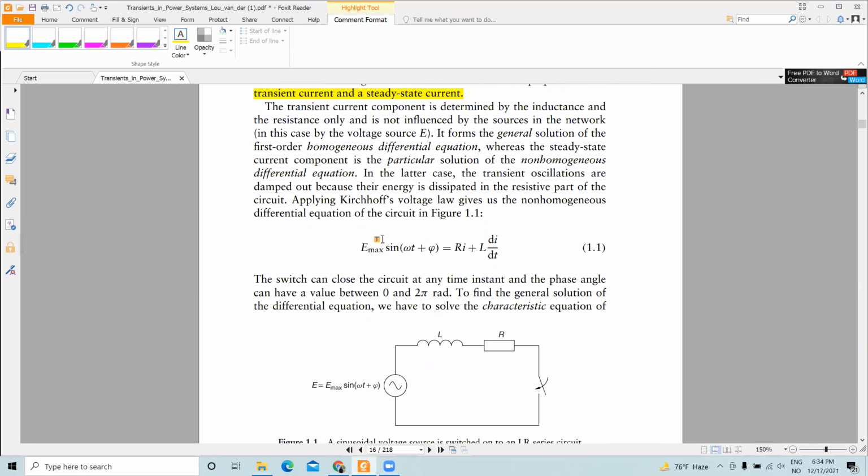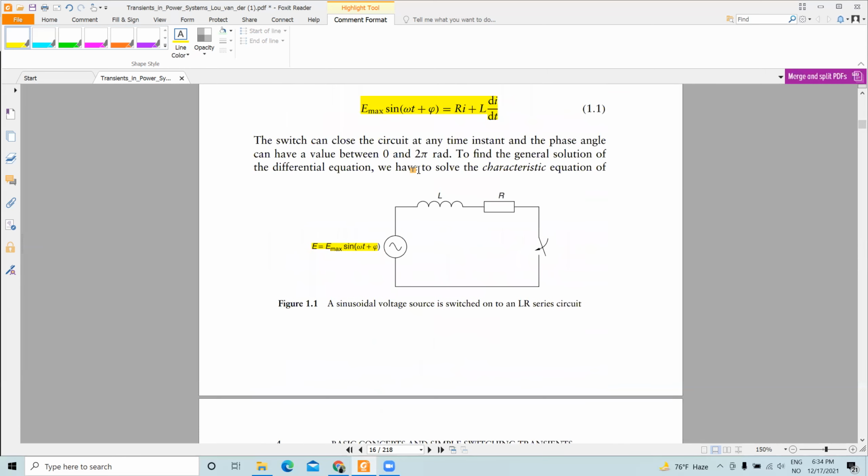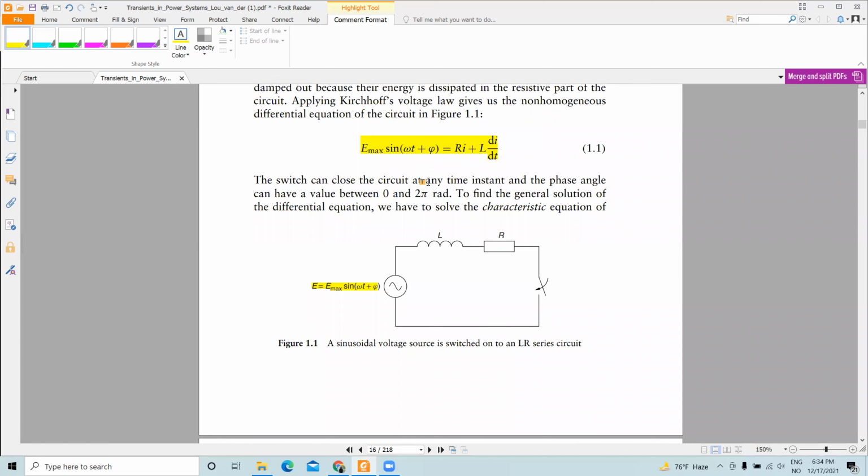If you apply Kirchhoff's law, you have E max sine omega t, the source, equal to Ri, the voltage drop across the resistance, plus L di dt, the voltage drop across the inductor. If you close it, Kirchhoff's voltage law gives us this equation. This equation has two parts.